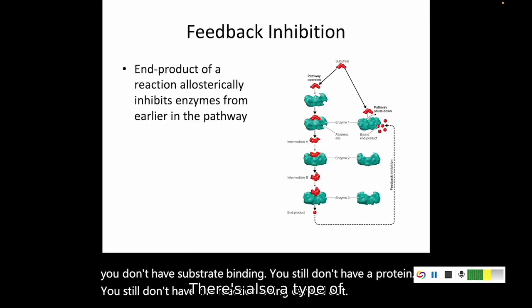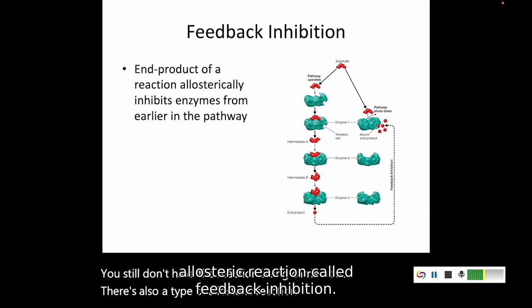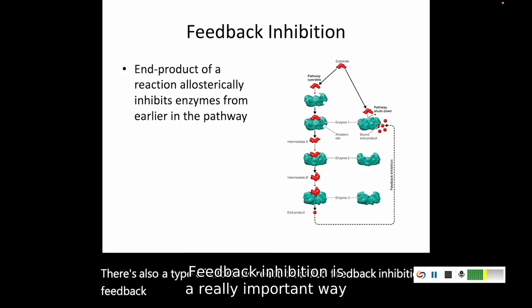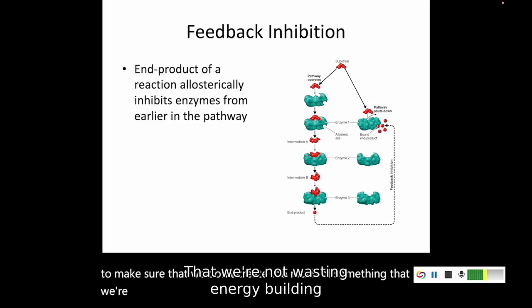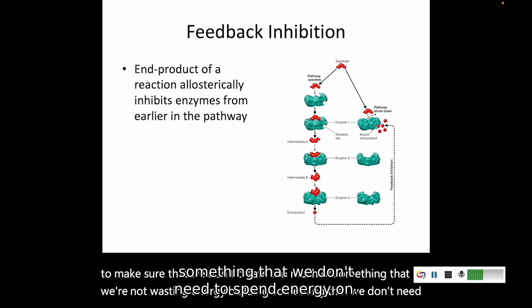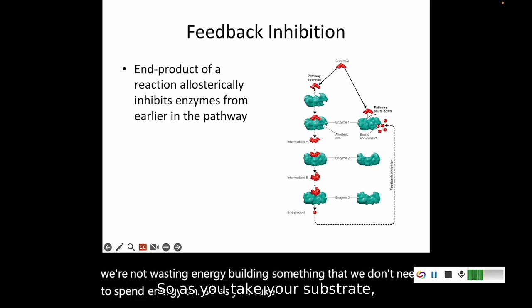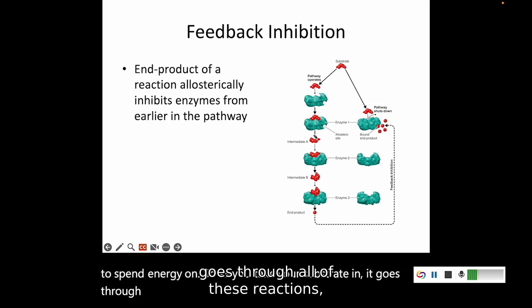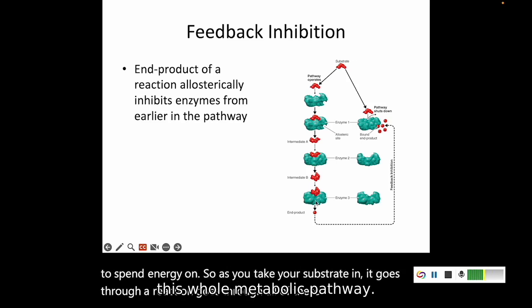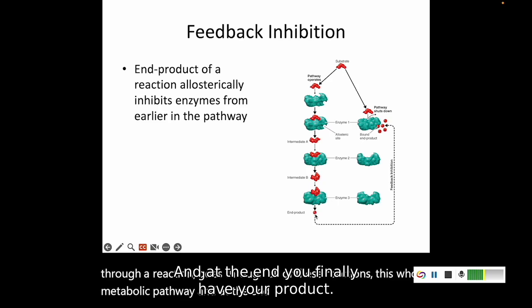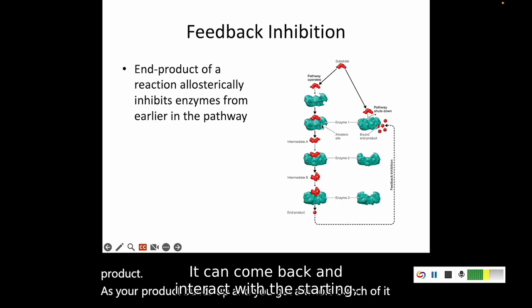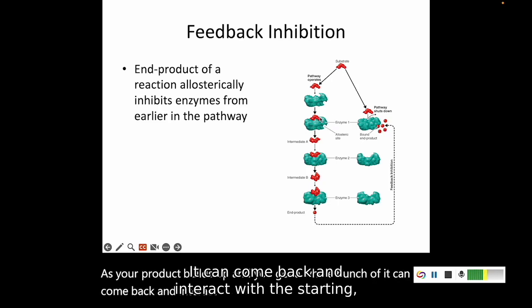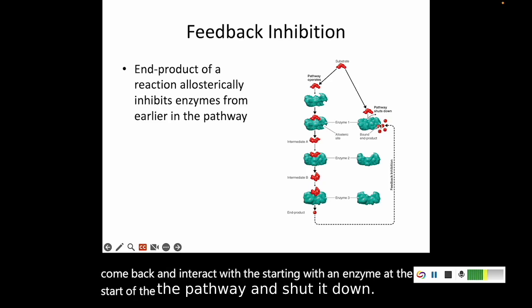There's also a type of allosteric reaction called feedback inhibition. Feedback inhibition is a really important way that our cells are able to make sure that we don't create too much of something, that we're not wasting energy building something that we don't need to spend energy on. So as you take your substrate, it goes through a reaction, goes through all of these reactions, this whole metabolic pathway, and at the end you finally have your product. As your product builds up and you get a whole bunch of it, it can come back and interact with an enzyme at the start of the pathway and shut it down.